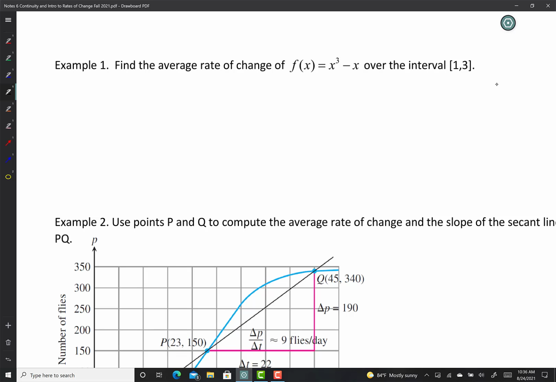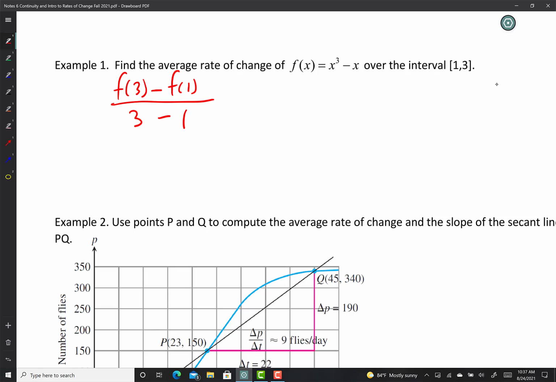Example 1. Does this look like a question you could have done when you were in Algebra 1? Find the average rate of change of f of x equals x cubed minus x over the interval 1 to 3. So what would you do if you were in Algebra 1 if they asked you this question? You would go f of 3 minus f of 1 divided by 3 minus 1. You're just doing slope, the average rate of change.